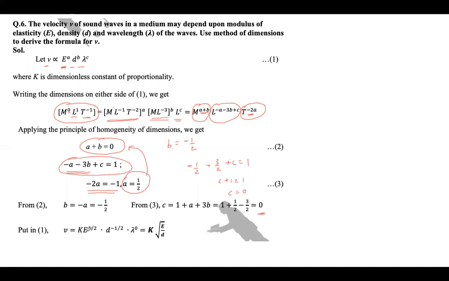So when we write the relation here, k times e raised to the power 1 by 2, d raised to the power minus 1 by 2, and lambda raised to the power 0. We put the value here in a, b, c. So when we put the value of a as 1 by 2, b as minus 1 by 2 and c as 0, we get k root under e by d. So this is the relation of velocity of a wave in terms of modulus of elasticity and density.